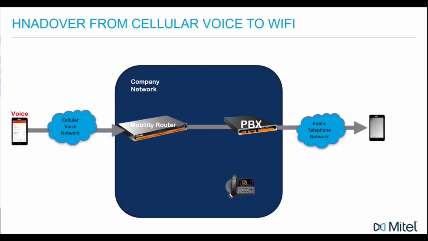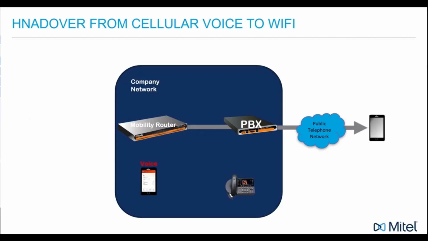When you're on an existing call over the cellular voice network, you can come back into the office, and your Mitel Connect for Mobile client will detect that your phone has connected to the corporate Wi-Fi network. The mobility router will maintain the call while your client reconnects to the call via the Wi-Fi network after a brief interruption for the handover, and your call continues.